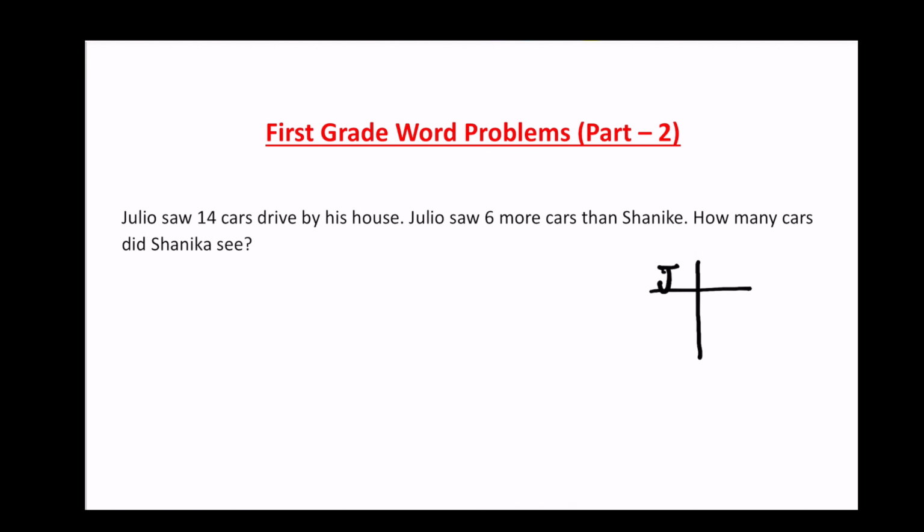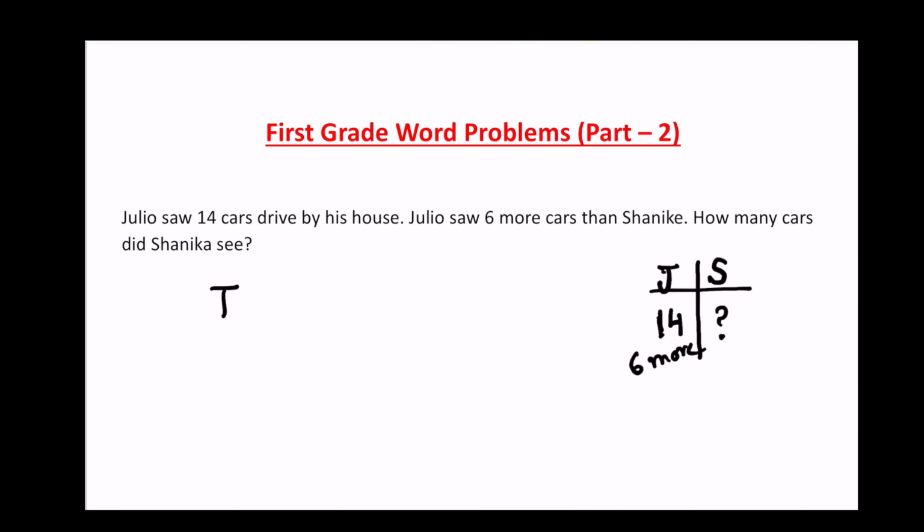So we have two people, Julio and Shanika. Julio has 14 cars, but we don't know how many cars Shanika saw. But there is a clue that says Julio saw 6 more cars than Shanika. Let's represent this in a tape diagram.